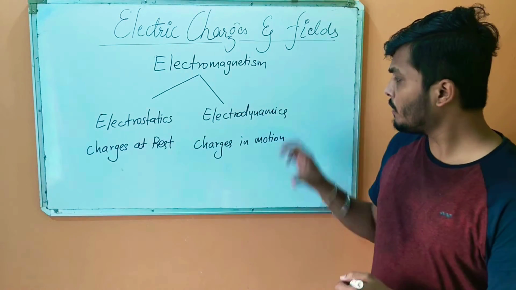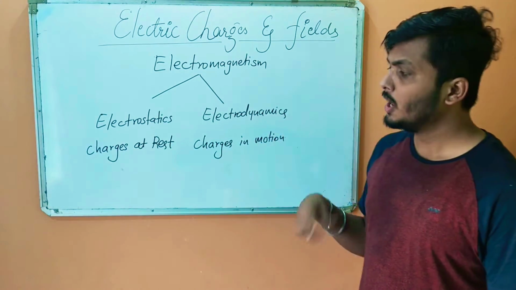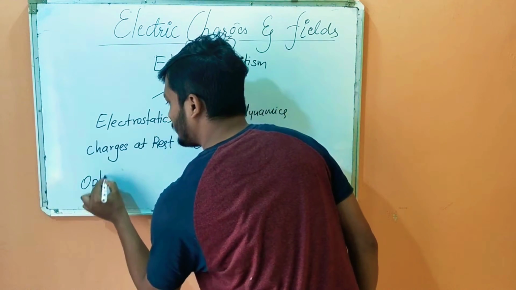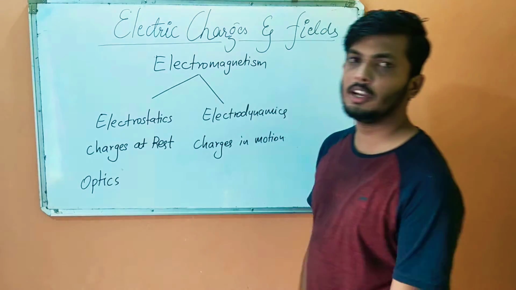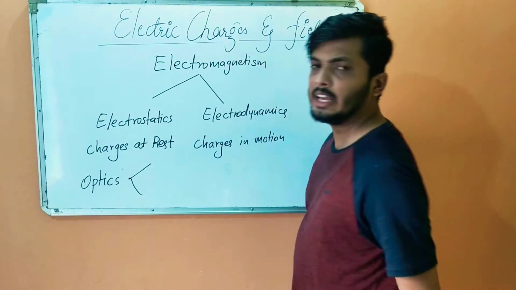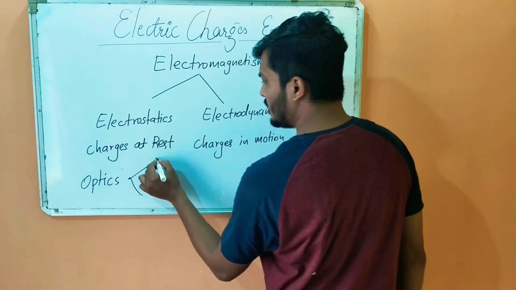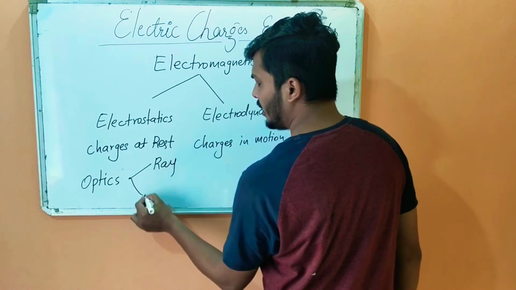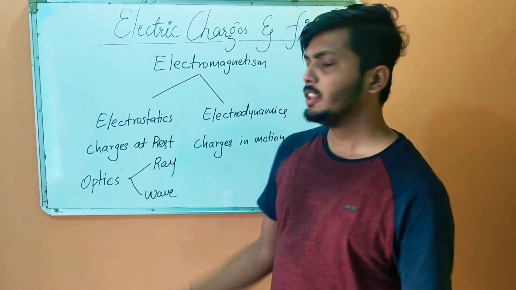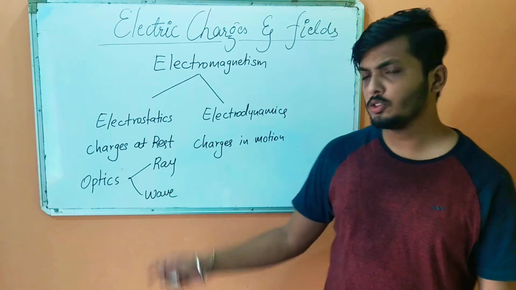Then further, this is part 1 of your syllabus. In part 2, you are going to study about optics. Optics basically deals with the light. Now you know that light undergoes two important natures. First one is a ray nature and another one is wave nature. So in optics you are going to study the ray nature of light and also wave nature.